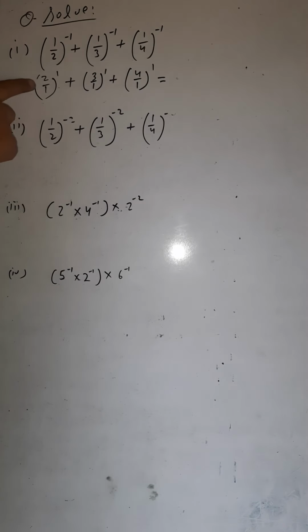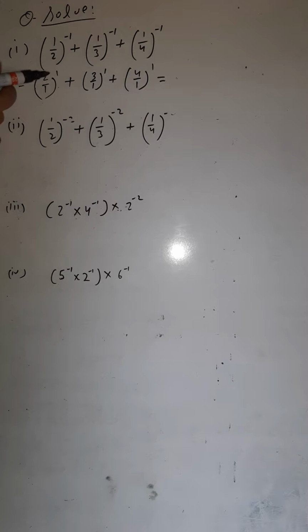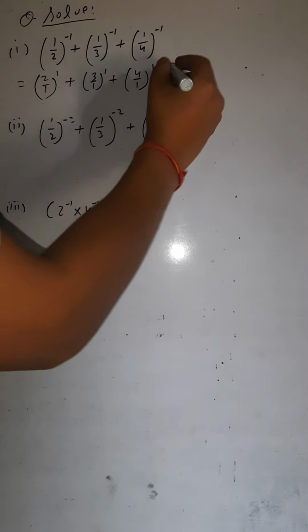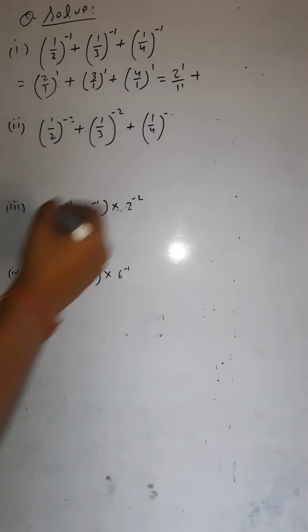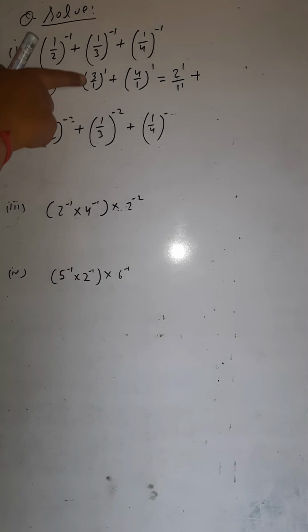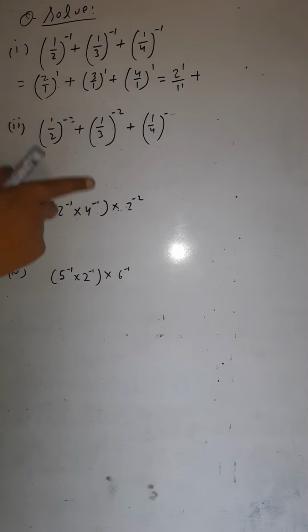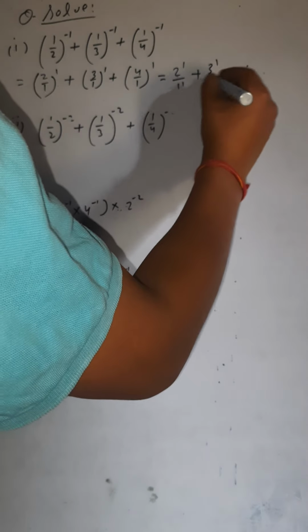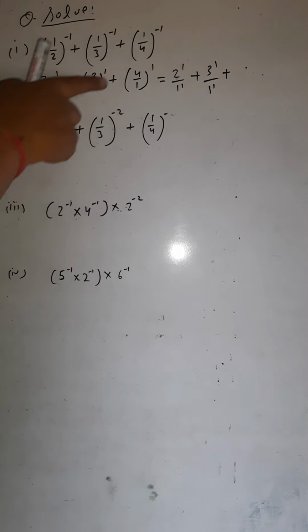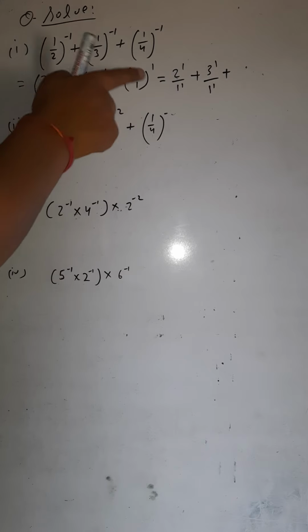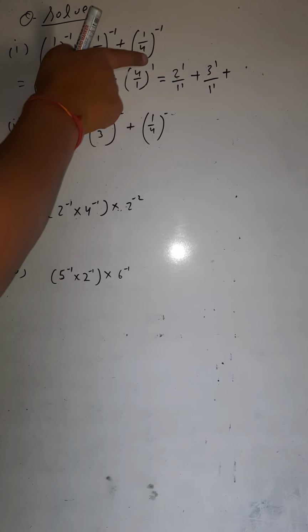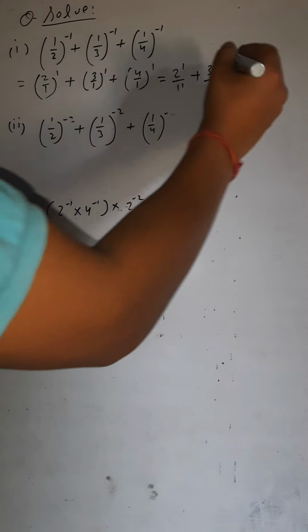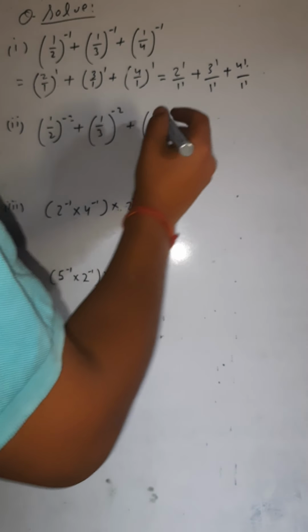Very good. Now (2/1)^1 means 2^1 divided by 1^1. You can write it like this. Getting this? Very good. Now (3/1)^1 implies 3^1 divided by 1^1. Similarly, (4/1)^1 can be written as 4^1 divided by 1^1. Like this. Okay, so now you can simplify it.